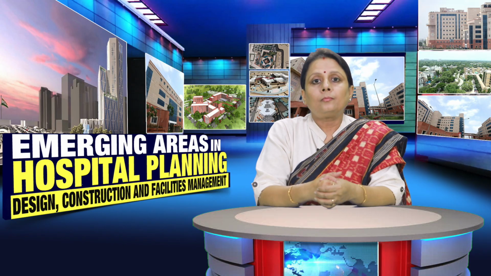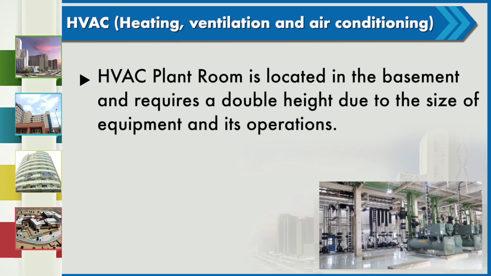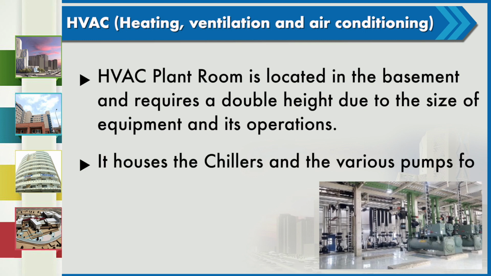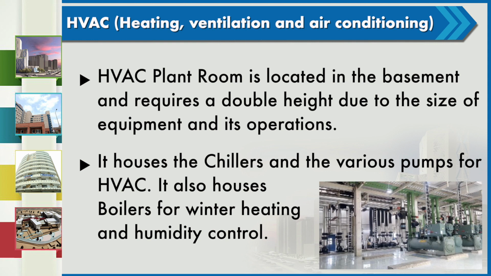HVAC plant room. The HVAC plant room is located in the basement and requires a double height due to the size of equipment and its operations. It houses the chillers and the various pumps for HVAC. It also houses boilers for winter heating and humidity control.